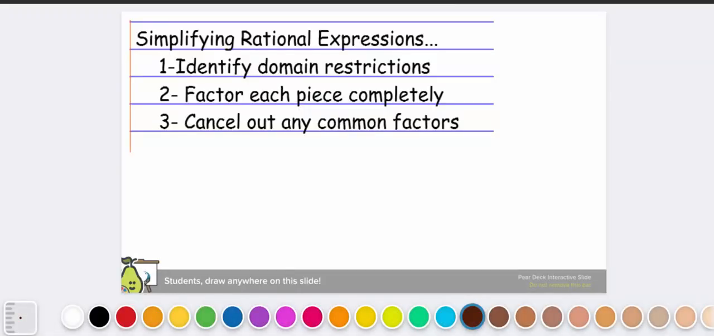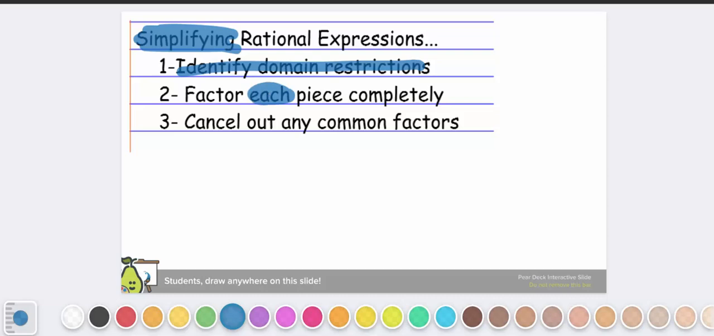Here we go. So how do we simplify the whole thing? So this is the task now. Say, okay, let's just simplify rational expressions. Well, we're going to identify domain restrictions. That's what we just did. To do that, we're going to factor out each piece completely. So now if I want to simplify it, we're not just in the denominator anymore, we're also in the numerator. And we want to cancel out any common factors. So that's going to go from top to bottom if we get anything. So that's what we want to be careful with as we proceed.